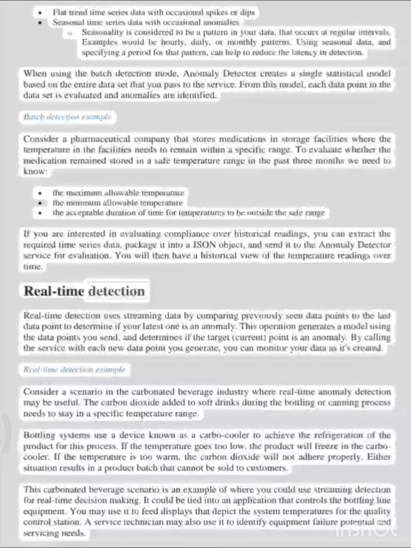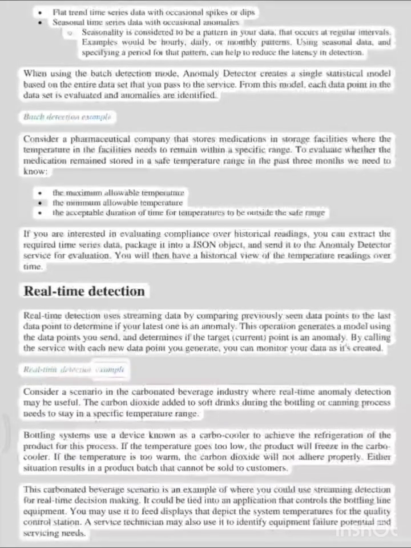Real-time detection. Real-time detection uses streaming data by comparing previously seen data points to the last data point to determine if your latest one is an anomaly. This operation generates a model using the data points you send, and determines if the target current point is an anomaly. By calling the service with each new data point you generate, you can monitor your data as it's created.